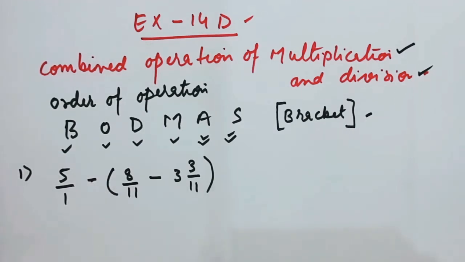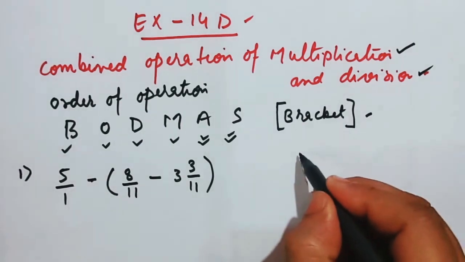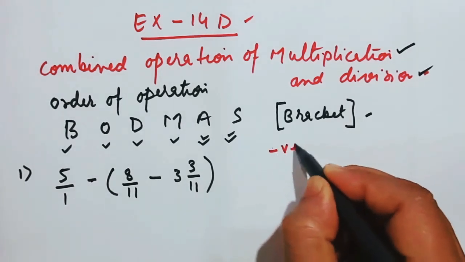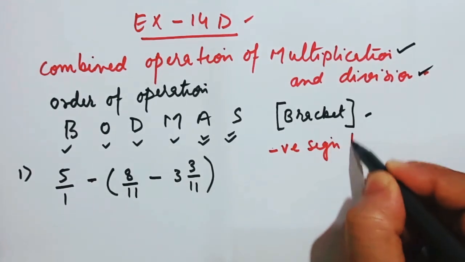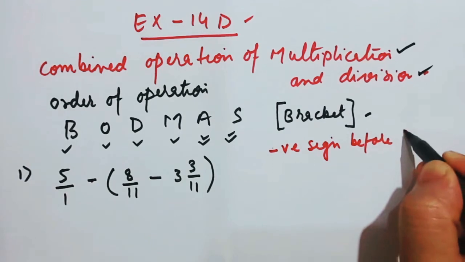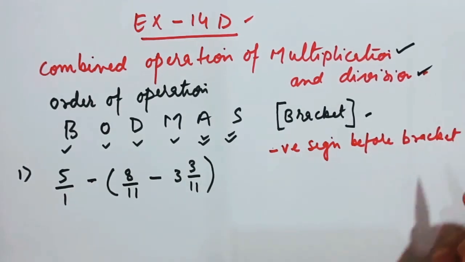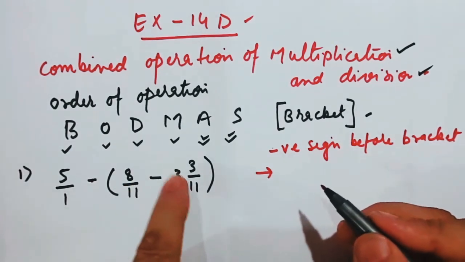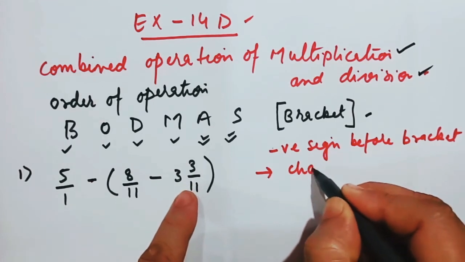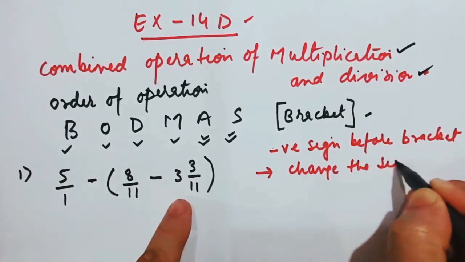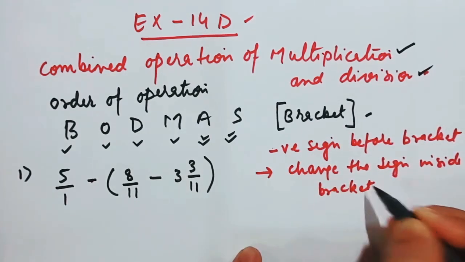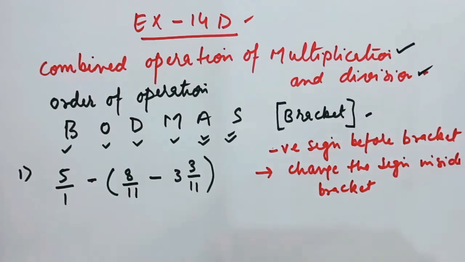The best thing I will teach you: whenever you have a negative sign before a bracket, change the signs of the entire numbers inside the bracket. Change the sign inside the bracket. This is the easiest trick which I have taught the children. Do not multiply minus into minus or minus into plus.